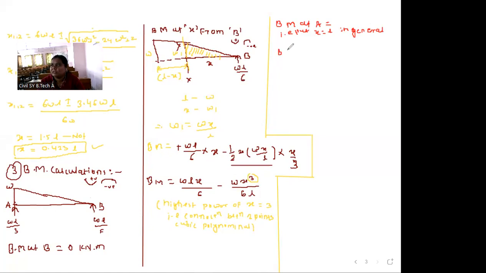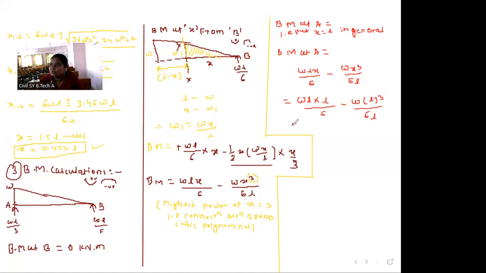So bending moment at A, which is equal to our general equation, which is WLx divided by 6 minus Wx cube divided by 6L. So here, instead of x, we will put the value of x as L. So we will get bending moment at A equal to WL into L divided by 6 minus W into, with the value of x as L, L cube divided by 6L.